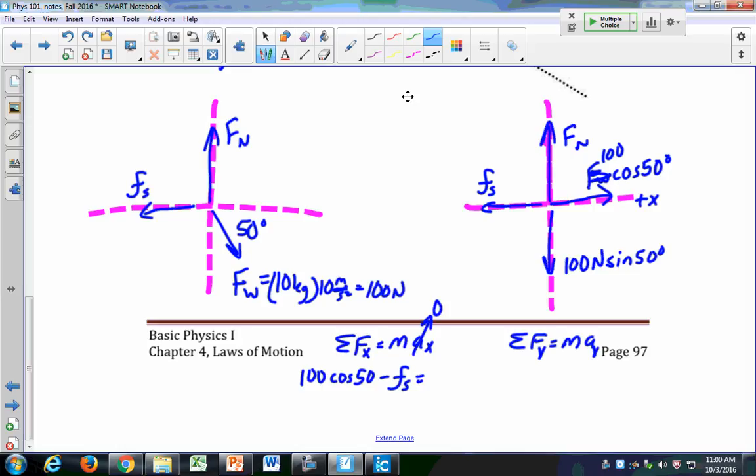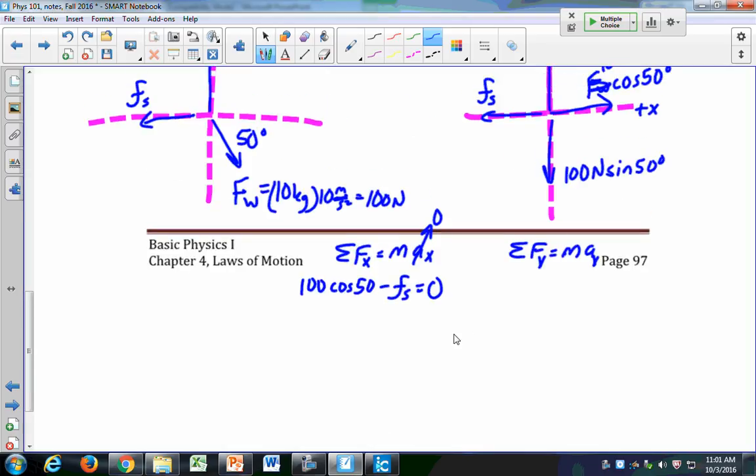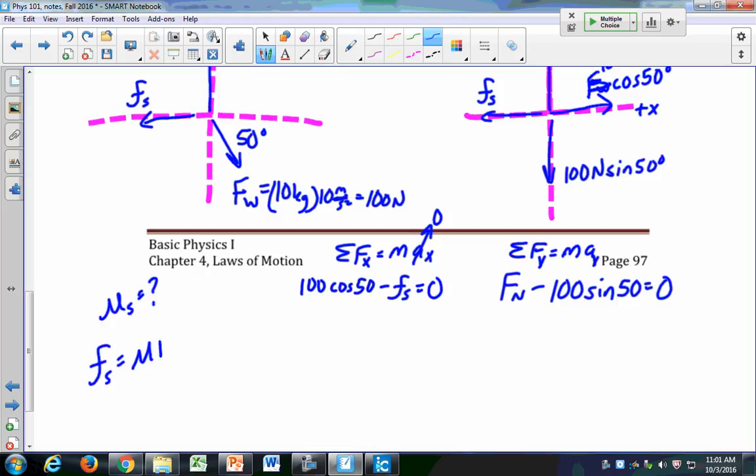It's not always 0. In fact, we've had some problems where it wasn't 0, but in this case it is 0. I'll make this page bigger so y'all can see. Then the sum of the forces in the y is going to be Fn minus 100 sine of 50, and that's equal to 0. Now, once you get these equations, you return back to what you're looking for. I'm looking for mu_s. I know that Fs is equal to mu times the normal force.